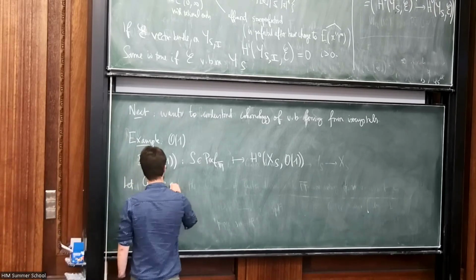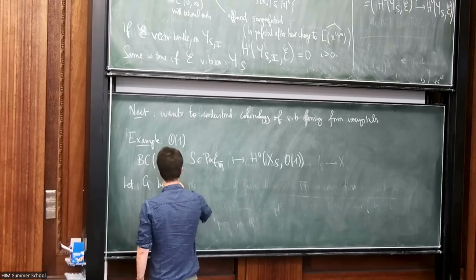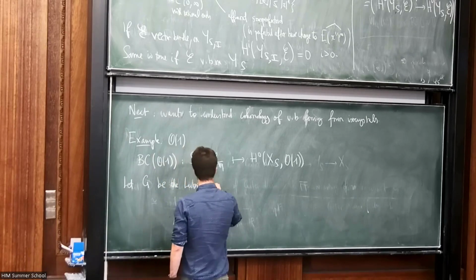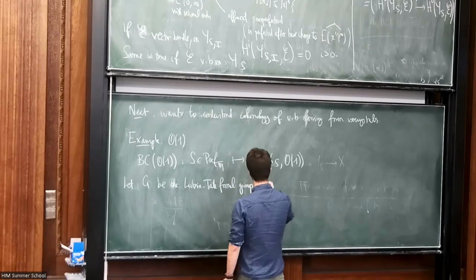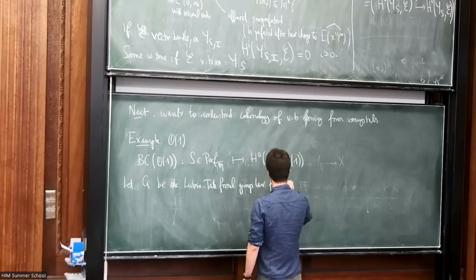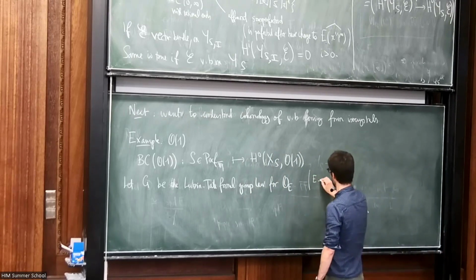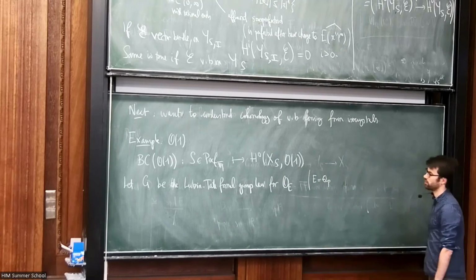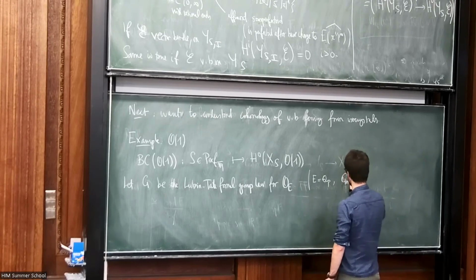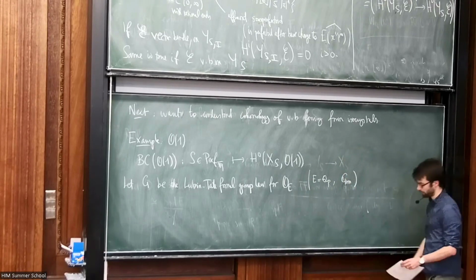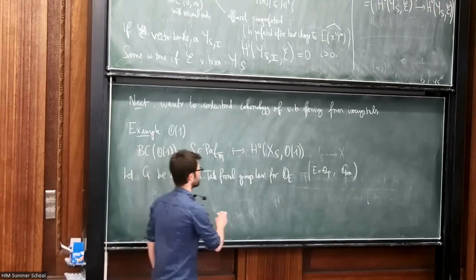So it goes as follows. We let G be the Lubin-Tate formal group law for O_E. If E is Q_p, which you can certainly restrict to if you like, this is just given by the multiplicative group. What we know is we can, the formal.